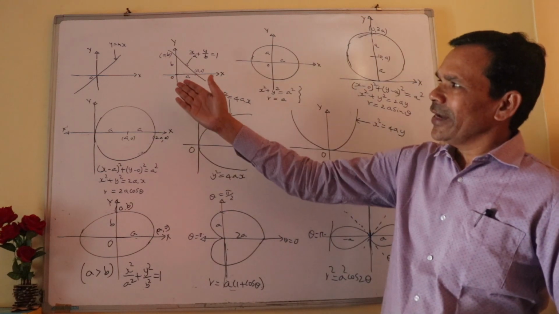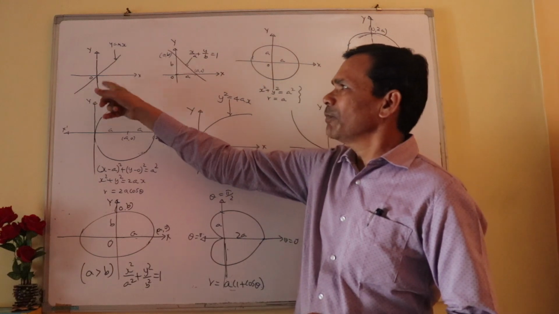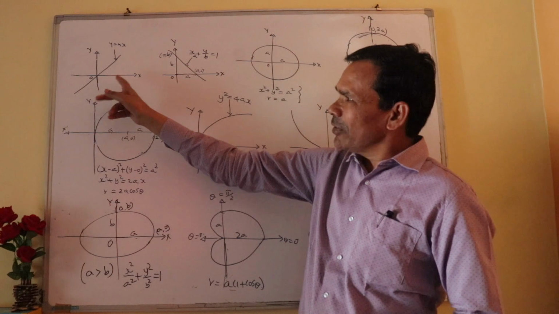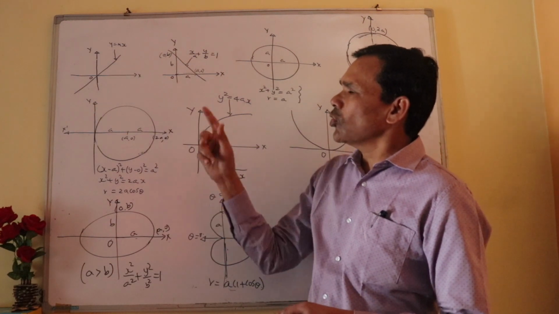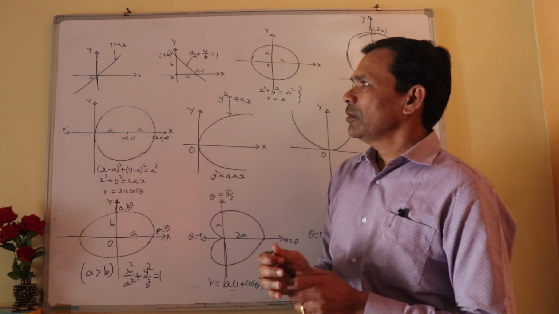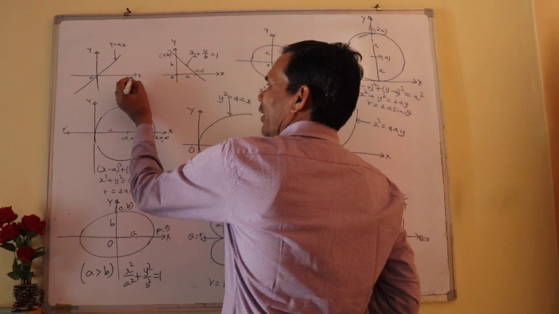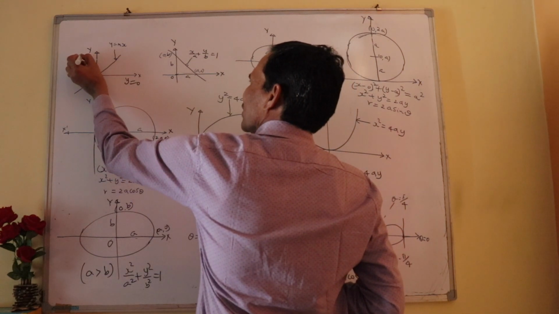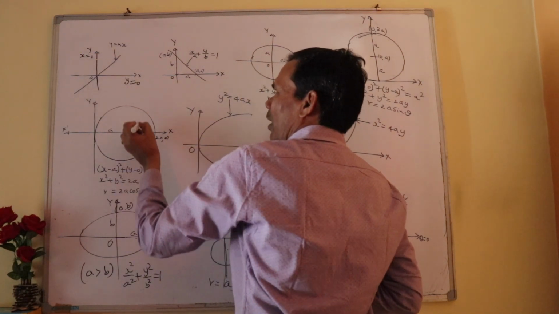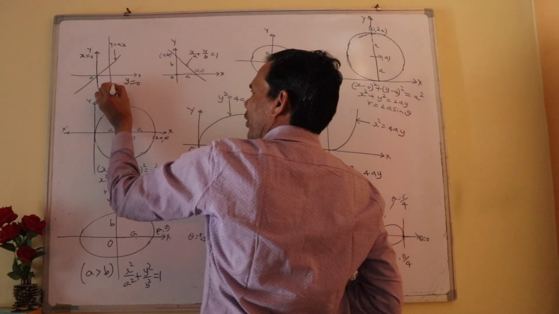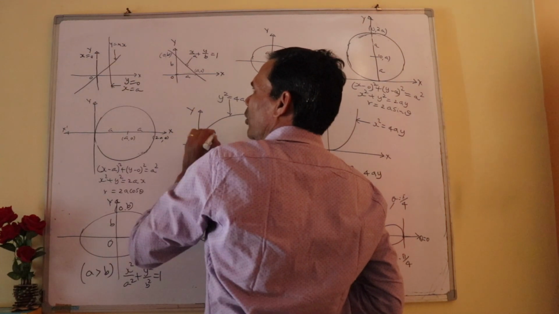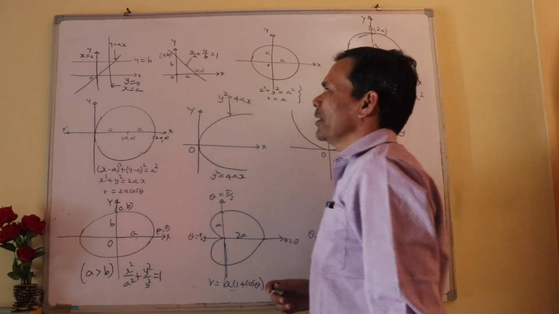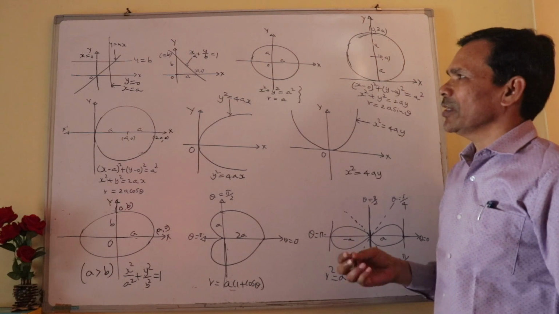Now if you observe the x-axis and y-axis, y equal to mx is a straight line always passing through the origin, and m is the slope of the straight line. Similarly, the equation of the x-axis is always y equal to 0. The equation of the y-axis is always x equal to 0. And x equal to a is a line always parallel to the y-axis, and y equal to b is a line always parallel to the x-axis. So this is about the line.